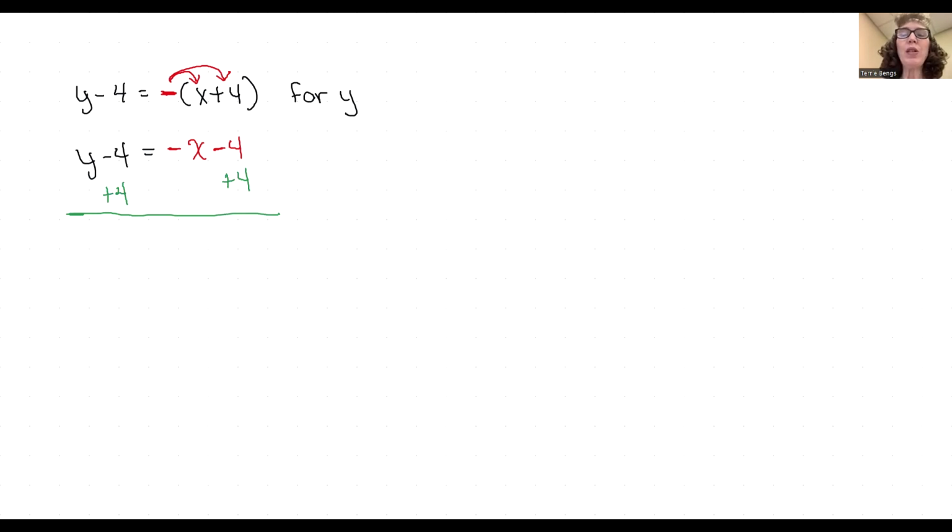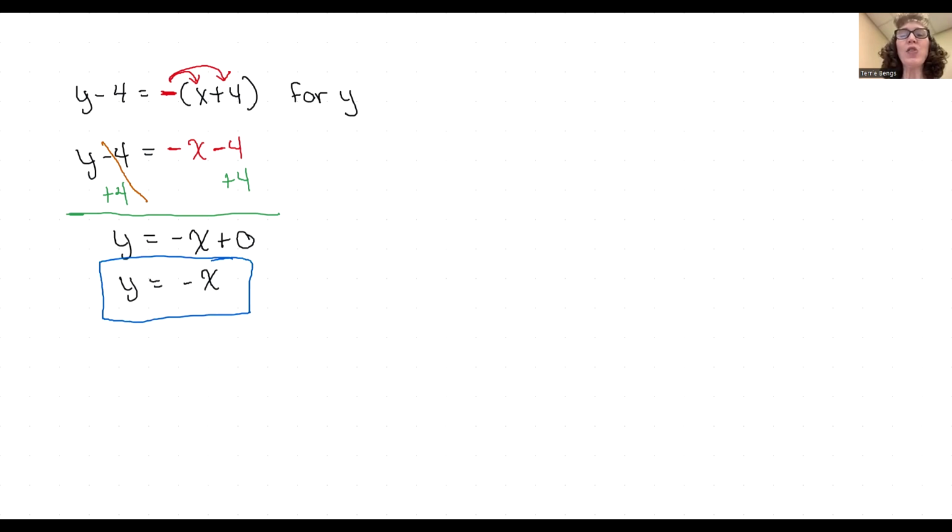When we do that, that cancels out the negative 4 and the 4. That leaves us with y equals, we have a negative x, so we bring that down, and negative 4 plus 4 would make a plus 0, or we can just say y equals negative x. We don't have to leave that 0 on there. At that point, we have completely solved for y. We have y on one side and everything else on the other.